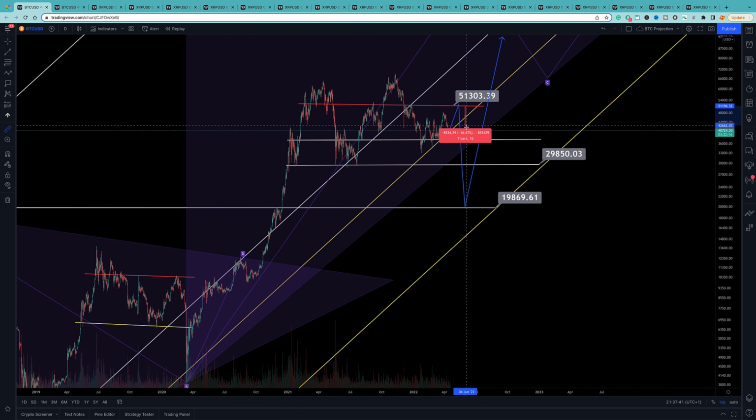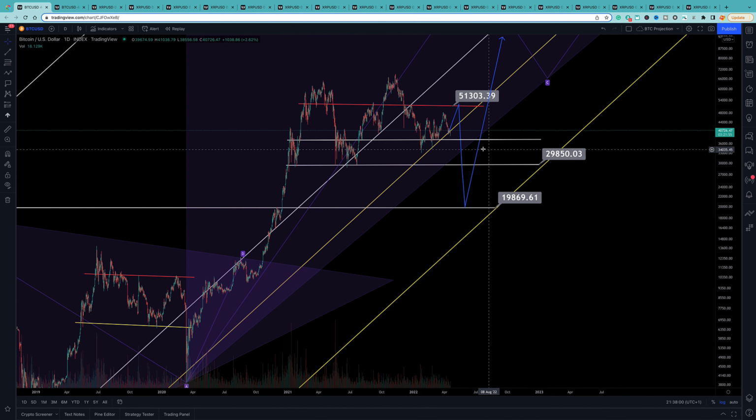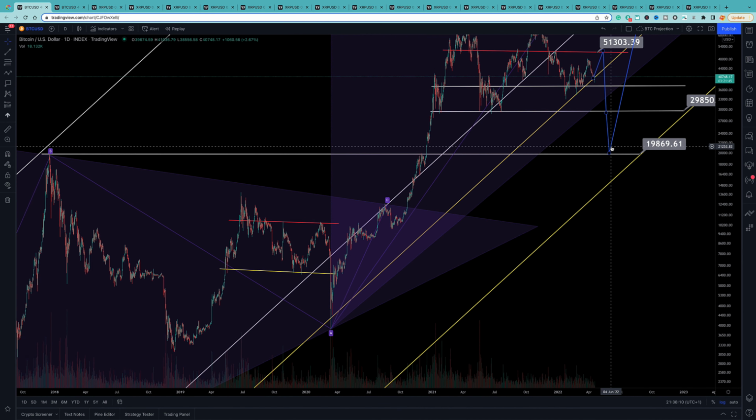So now, if we measure from here, 41 is 29,800. 61 is 19,869. So strong support here. So 41 to here, 60 to there. And the previous two were 49 and 60.